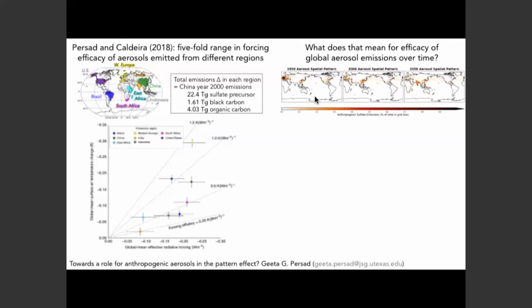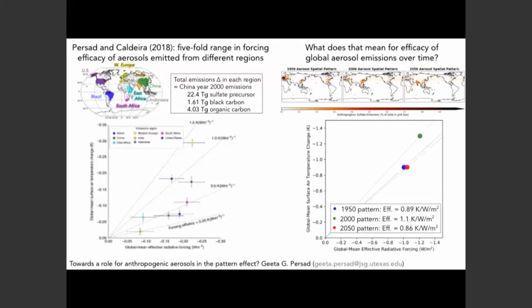And you do see some difference in the ERF and the temperature response and in the efficacy. So the year 2000 pattern there in green has roughly a 10% stronger efficacy than the other patterns, but certainly more work is needed, and we have planned to understand how robust this is, what drives it, and what it looks like over the entirety of the historical period.